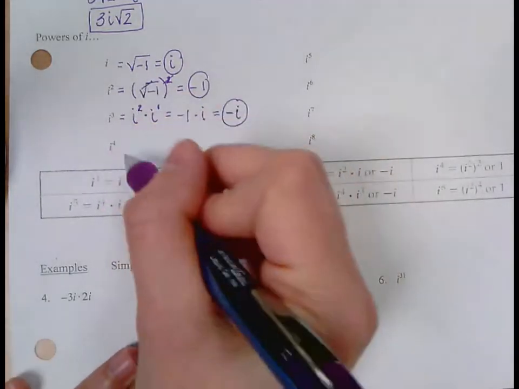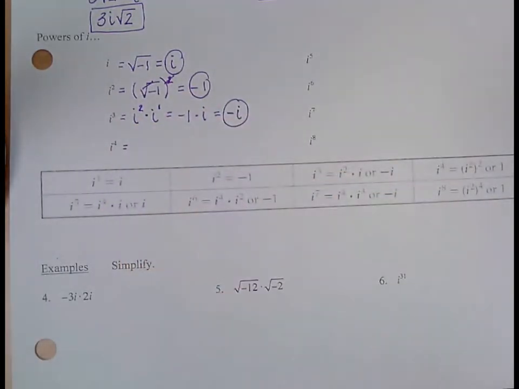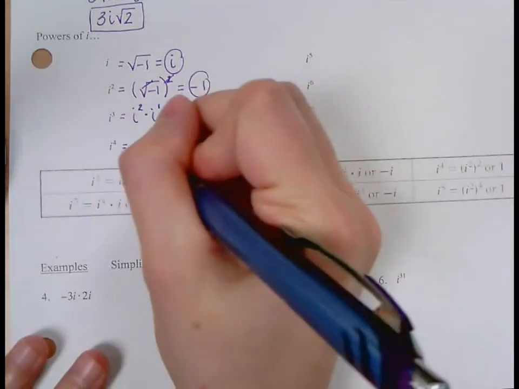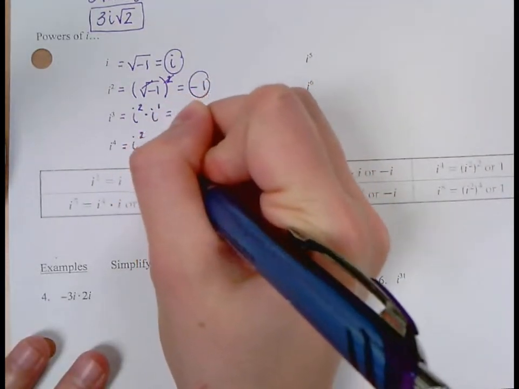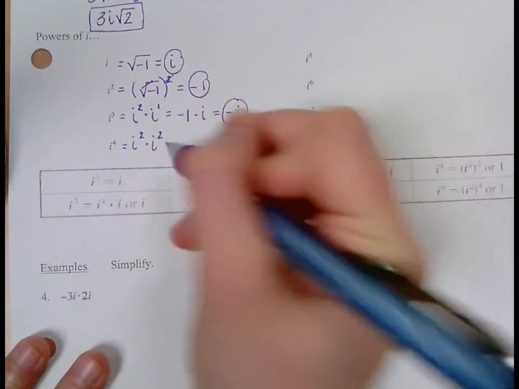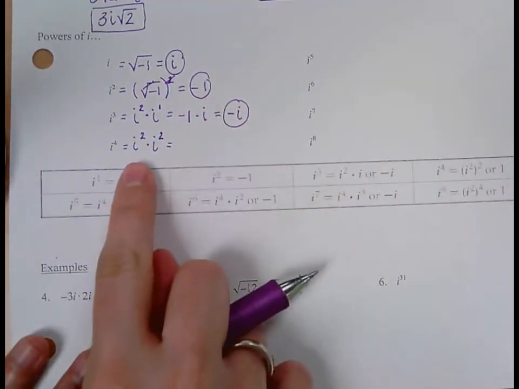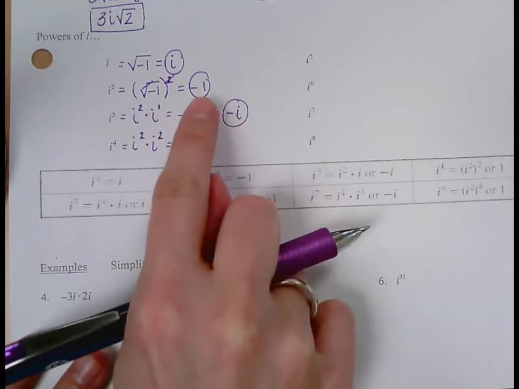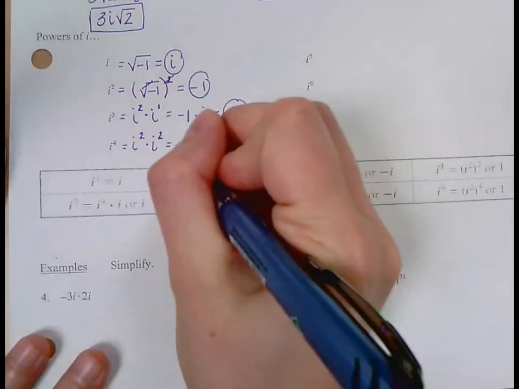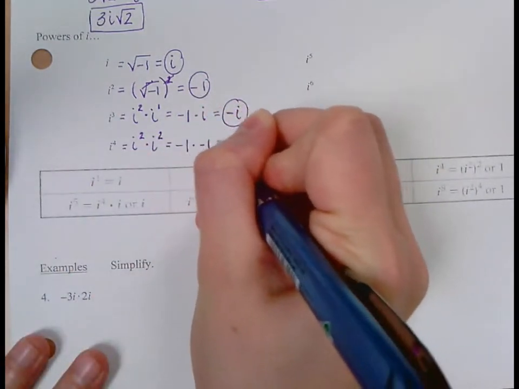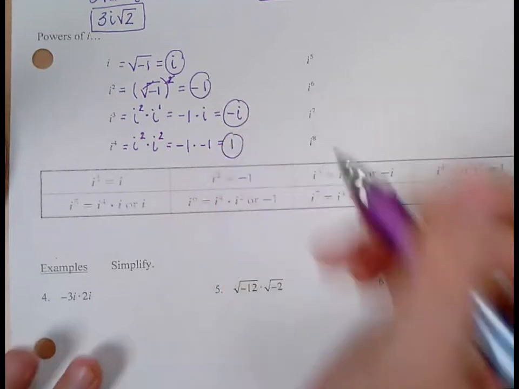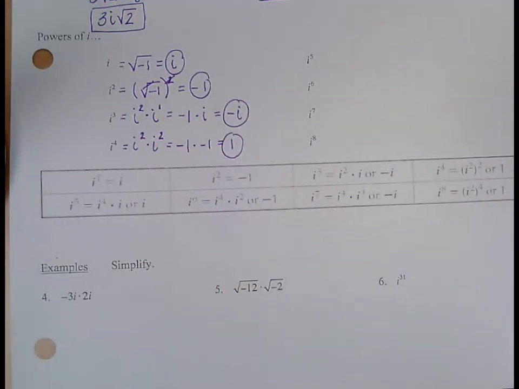And then i to the 4th power, I'm also going to split. I know 2 plus 2 is 4, so I'm going to split this into i squared times i squared. Because we know i squared is -1, so this is really -1 times -1, which is +1. So i to the 4th is +1. Anytime you have i to the 4th in your answer, replace it with 1 and simplify.